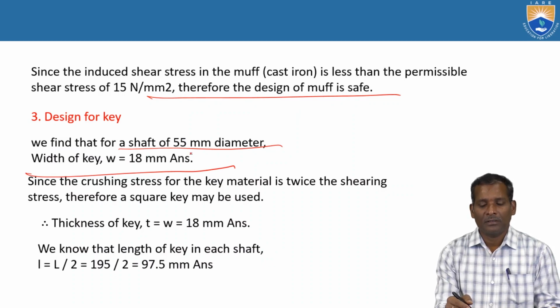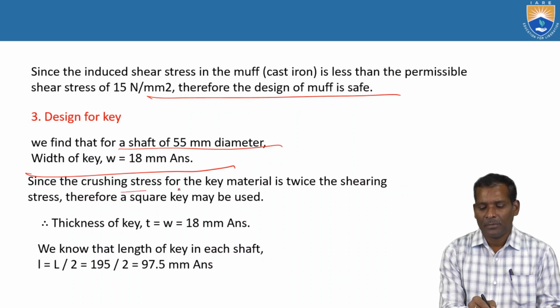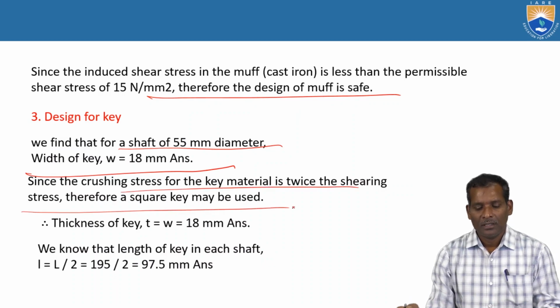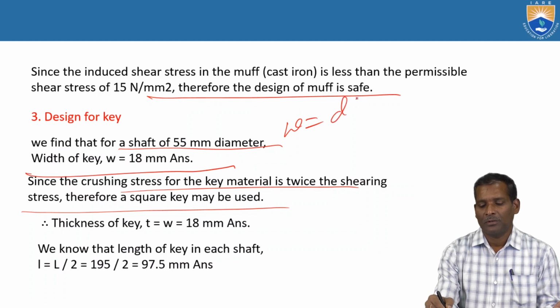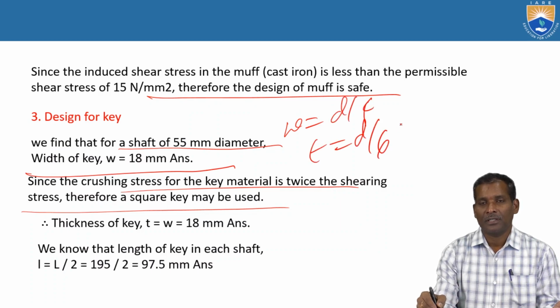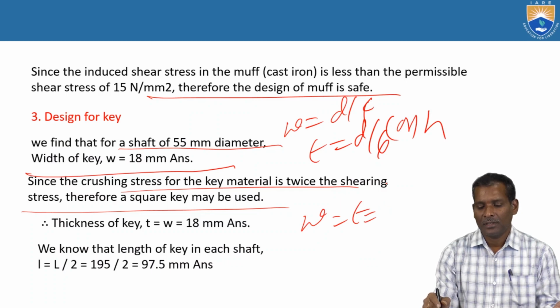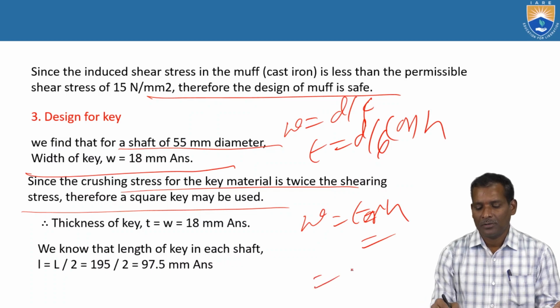Width and thickness. Since the crushing stress for the key material is twice the shear strength, a square key may be used. Here you have to assume which type of key; it is not given particularly, so you may assume a rectangular key or a square key. For a rectangular key, W is equal to D by 4 and T is equal to D by 6, T or H. And in a square key, width and thickness are the same: T or H is equal to D by 4.